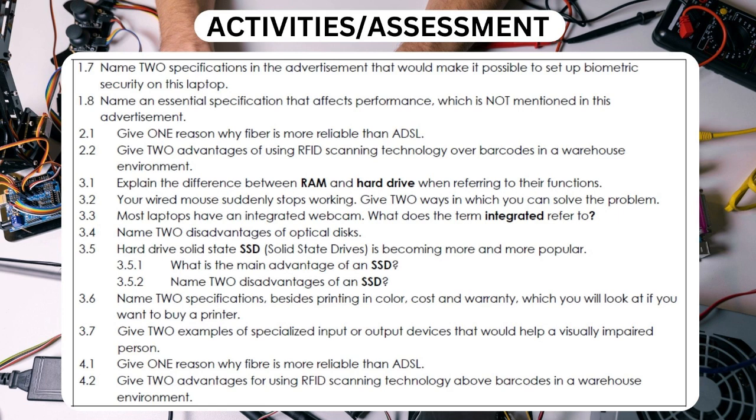3.6 Name 2 specifications, besides printing in color, cost, and warranty, which you will look at if you want to buy a printer. 3.7 Give 2 examples of specialized input or output devices that would help a visually impaired person. 4.1 Give 1 reason why fiber is more reliable than ADSL. 4.2 Give 2 advantages of using RFID scanning technology above barcodes in a warehouse environment.